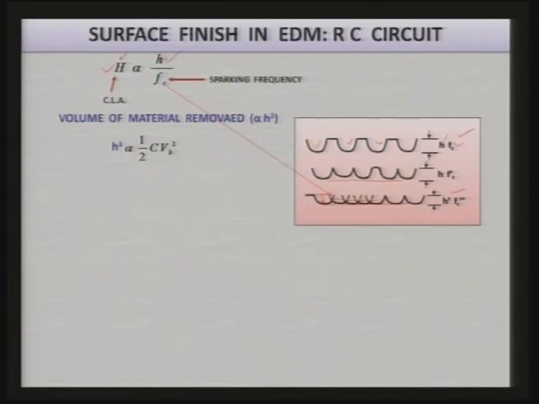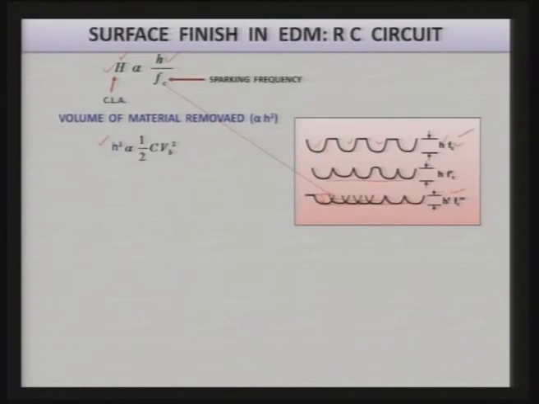What is the energy? The more the energy, the deeper will be the crater, and the larger will be the value of h. The less the energy, the shallower will be the crater and the smaller will be the value of h. So, we can write h cube is directly proportional to half C V_V squared. Or you can write h, the depth of the crater, is proportional to C raised to power 1 by 3 and V_V raised to power 2 by 3.